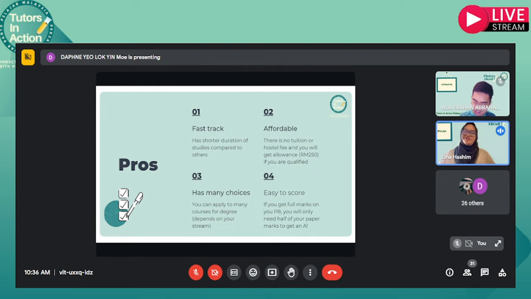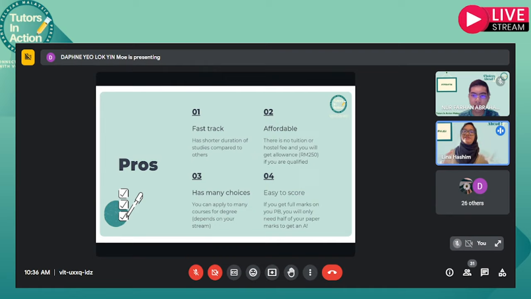And if you are qualified to get an allowance, which 95% of matriculation students are, you will get RM250 per month. And ni diberi oleh kerajaan atas dasar untuk membantu pelajar-pelajar yang susah. So the third one is you have many choices. Because matriculation is actually not going far from your high school, from SPM. So bila you are still unsure about what you want to pursue during your undergraduate studies, then you can go to matrix because you can see what you are interested in and you can apply to many courses, but they are just general.